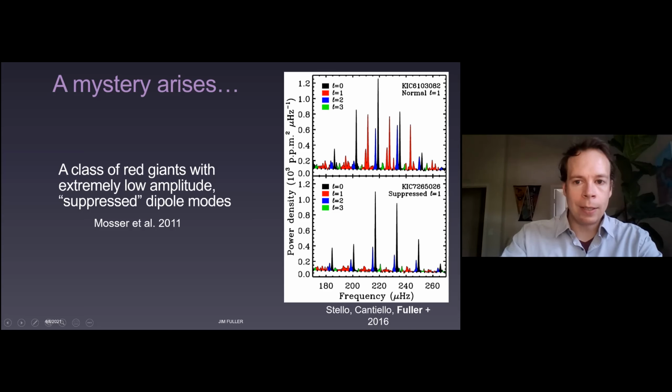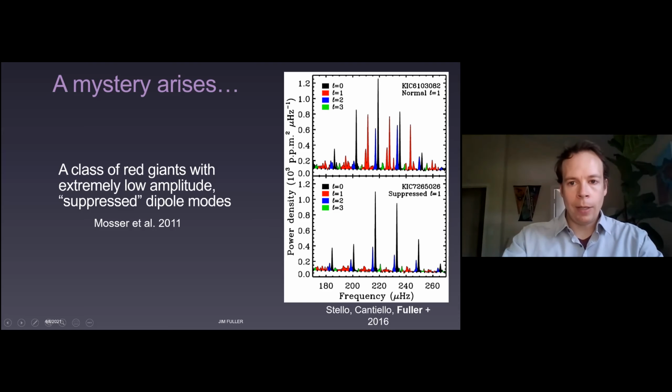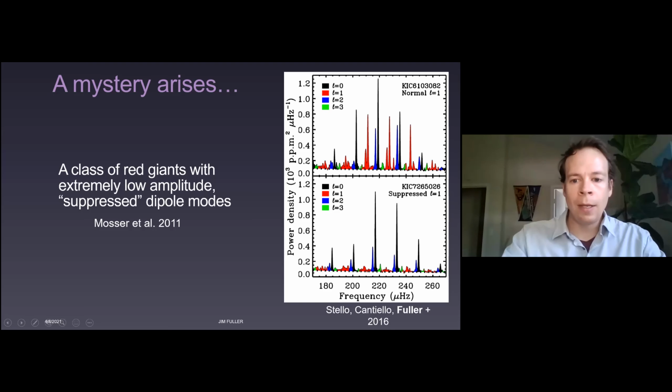The dipole oscillation modes are the red ones, the radial modes are the black ones, and the quadrupole modes are the blue ones. Usually we see the most power in the radial and the dipole modes, but there are some stars where you still see the radial modes, but you just don't see the dipole modes. And that's super weird, because you'd think if a star could pulsate in one kind of mode, it should be able to pulsate in other kinds of modes. So this is the mystery of the suppressed dipole modes.